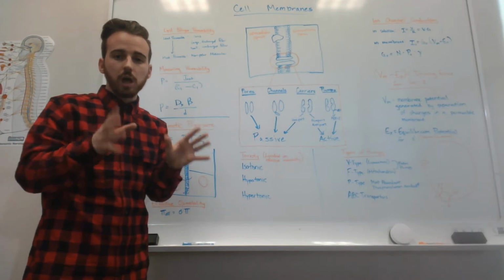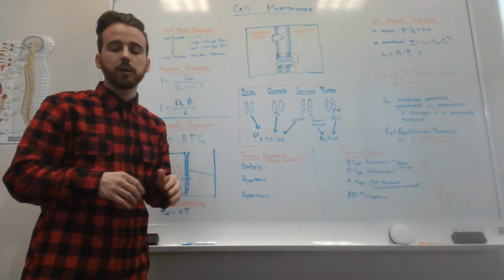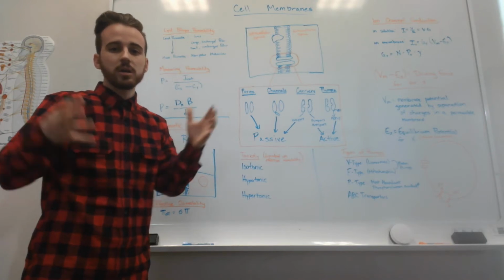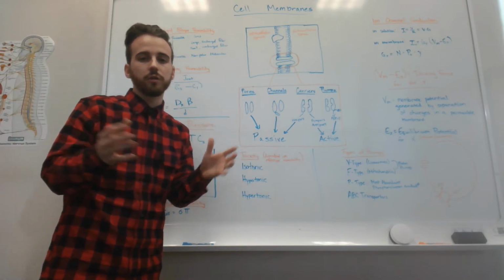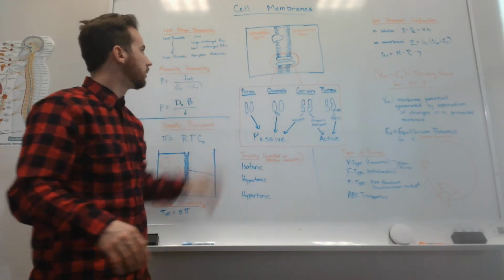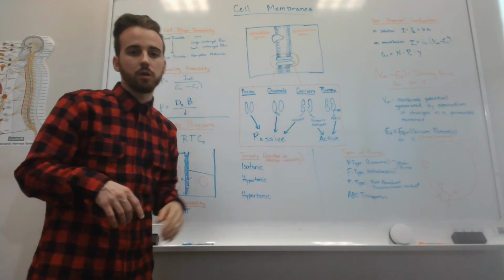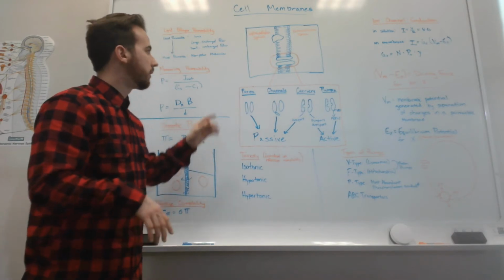Polar molecules, uncharged polar molecules, they can cross this bilayer, but it's highly dependent on size. The larger the polar molecule, the harder it's going to be for it to cross this molecule. Smaller uncharged polar molecules are going to have an easier time crossing this lipid bilayer.